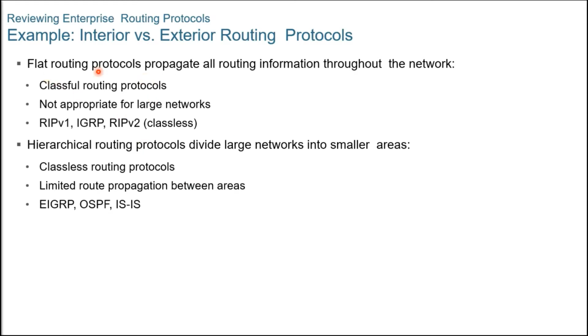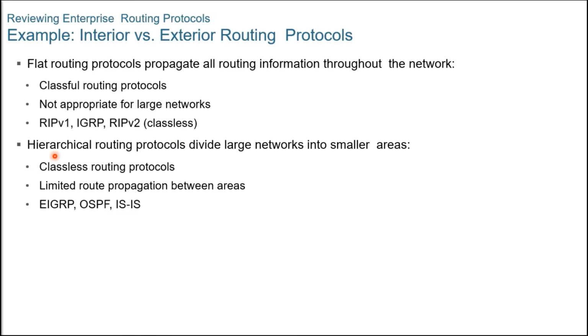Flat routing protocols propagate all routing information throughout the network. These are classful routing protocols, the old routing protocols which do not carry the subnet mask. This is not appropriate for large networks. Examples of routing protocols which are classful and flat are RIP version 1 and the old IGRP, which we now replace with EIGRP, and RIP version 2, which is classless.